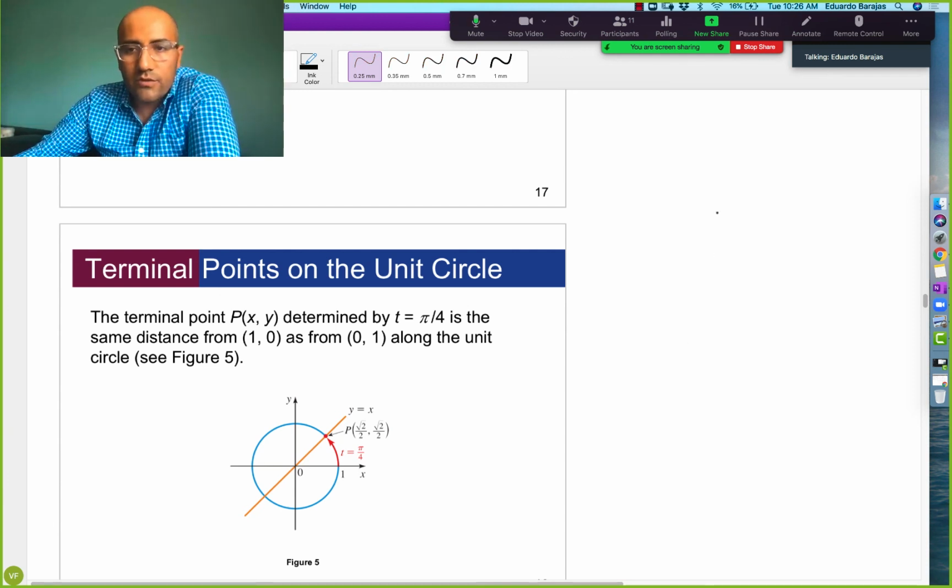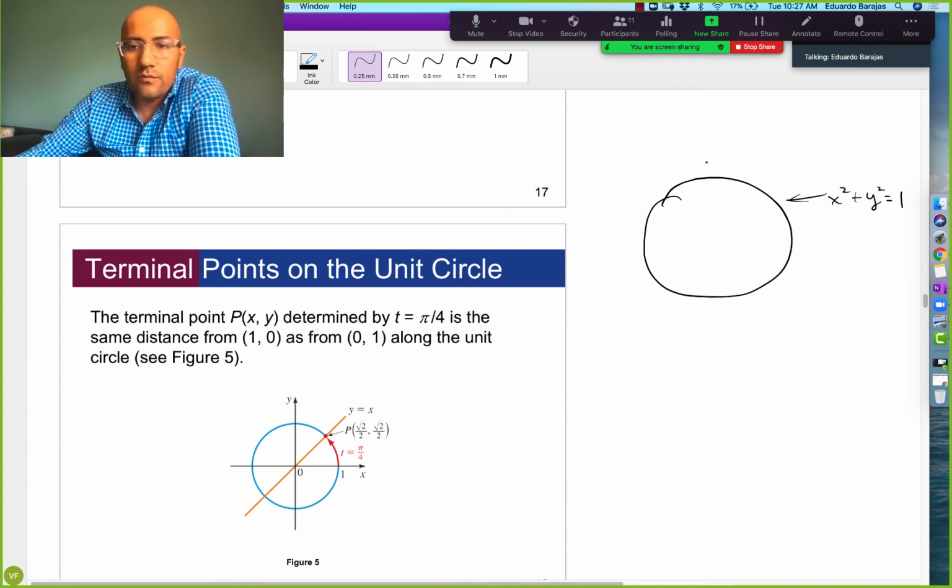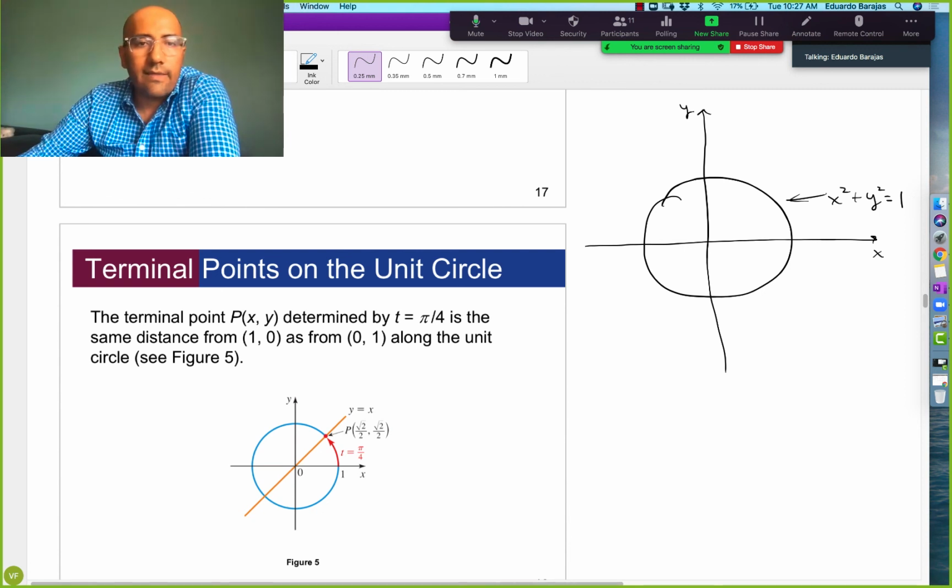I have the unit circle, so this is x² plus y² equals 1. It's the unit circle. And then this goes this way, and this goes that way. So this is x, this is y. And then I have another function that goes this way and goes across this way. And this is the line y equals x.